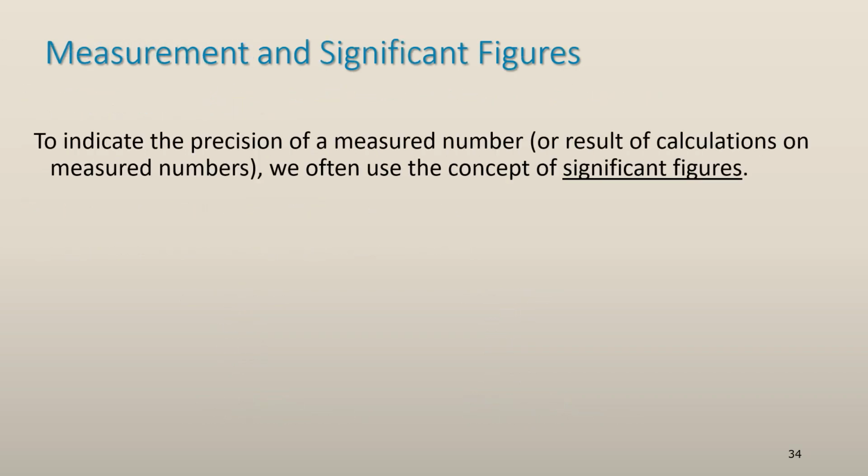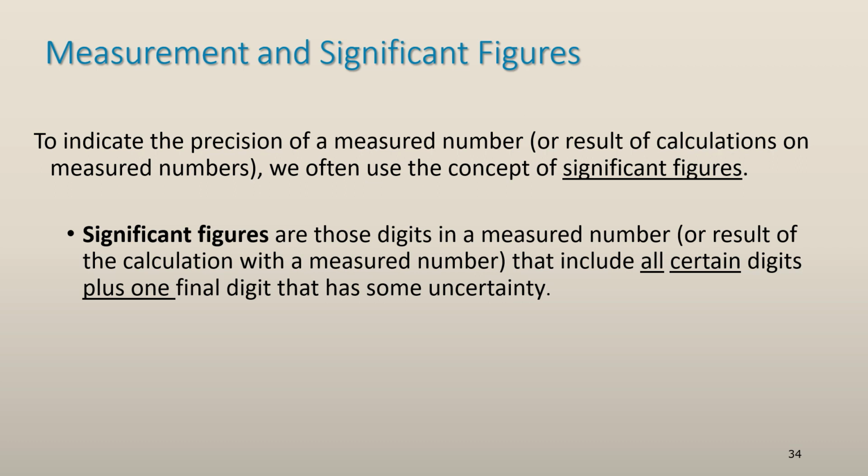So we use something called significant figures to indicate the precision of a measured number or the result of a calculation, if we're doing calculations. Significant figures are really important in chemistry because we want to represent how good your measurement or your calculation is. How true to the actual value is it? Because I'll show you an example.